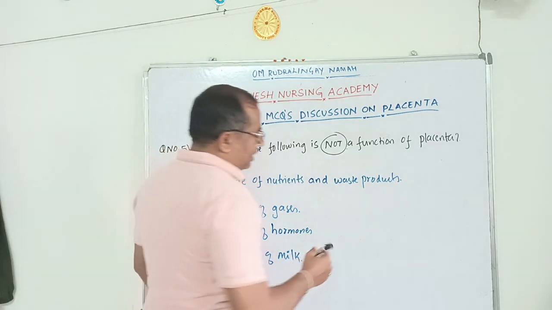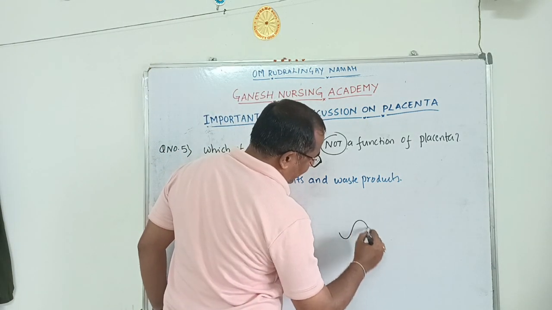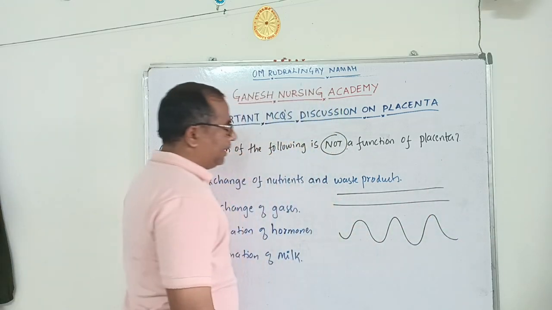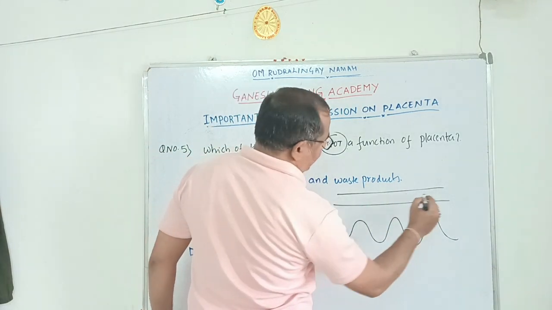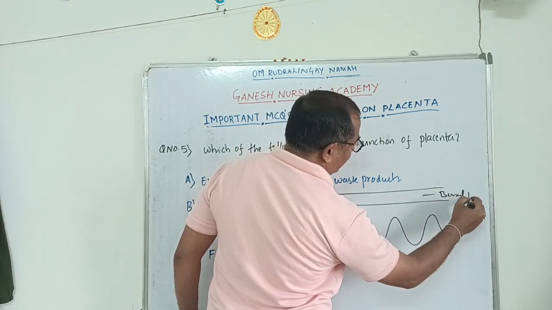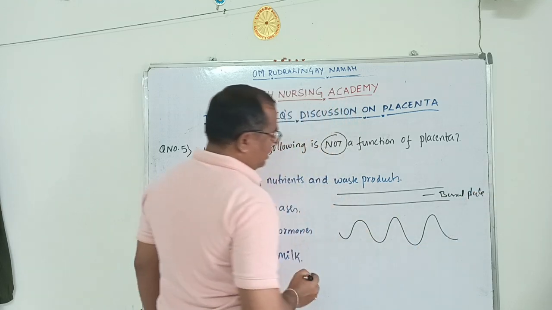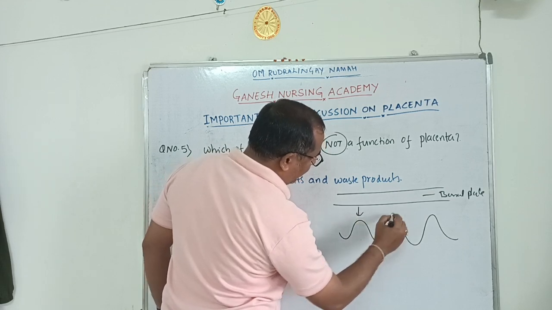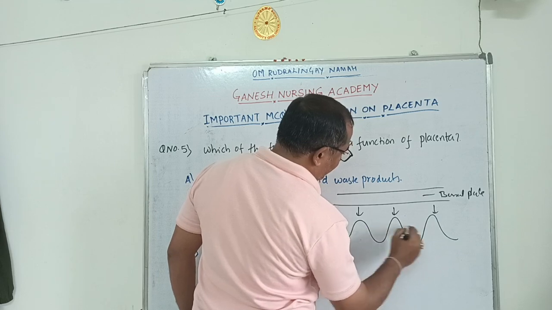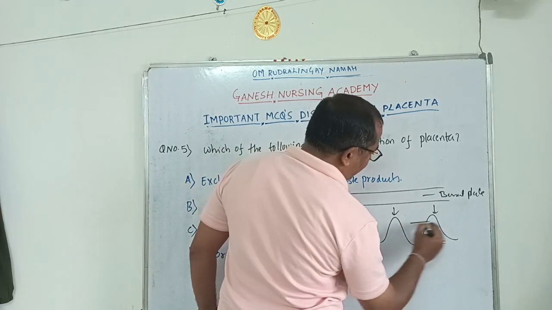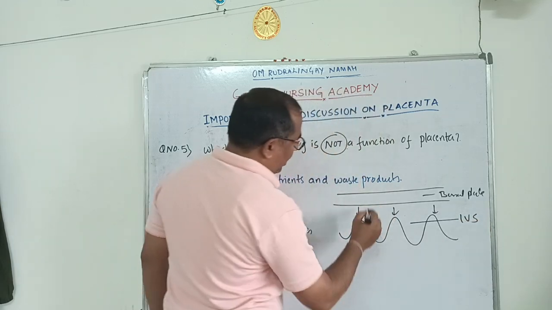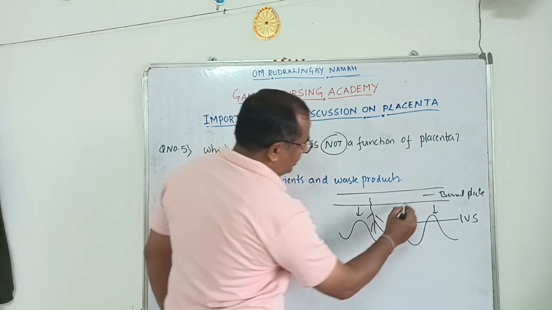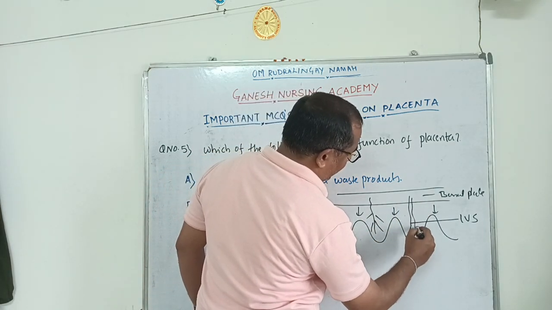See here, we have villi, and this is the maternal surface. Here it is the basal plate, the decidua basalis. These are known as villi, and the space between them is known as the intervillous space. Here the maternal blood vessels are. The maternal blood vessels will enter into this intervillous space.